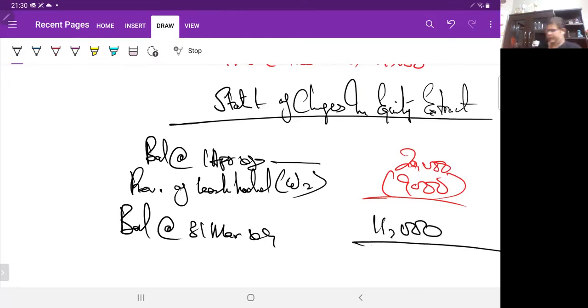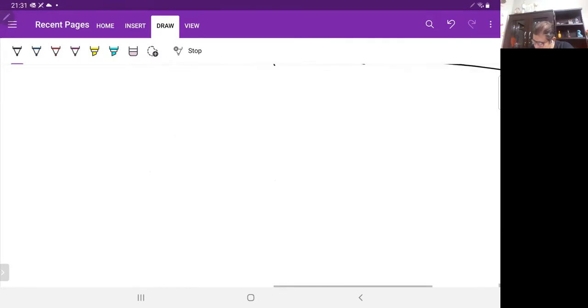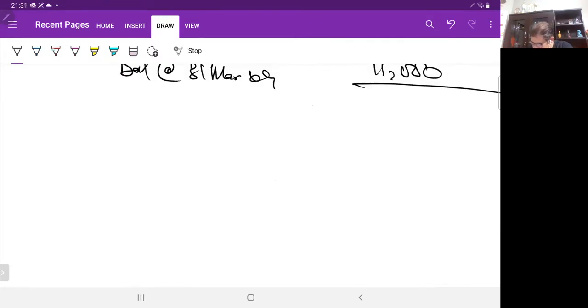11,000, right? So that's the extract for the statement of changes in equity. And as far as requirement 2 is concerned, what will be our solution for it?